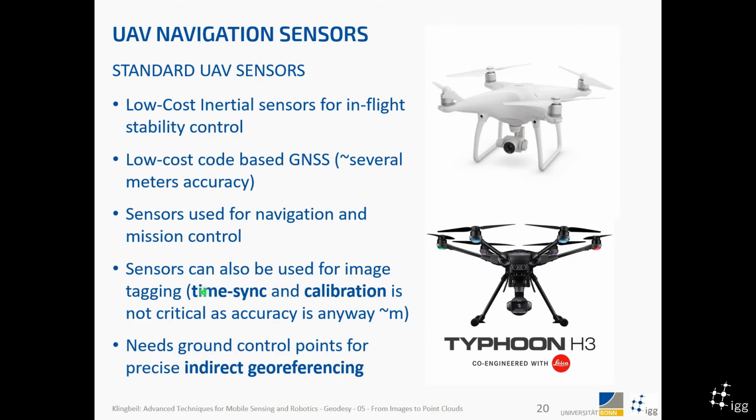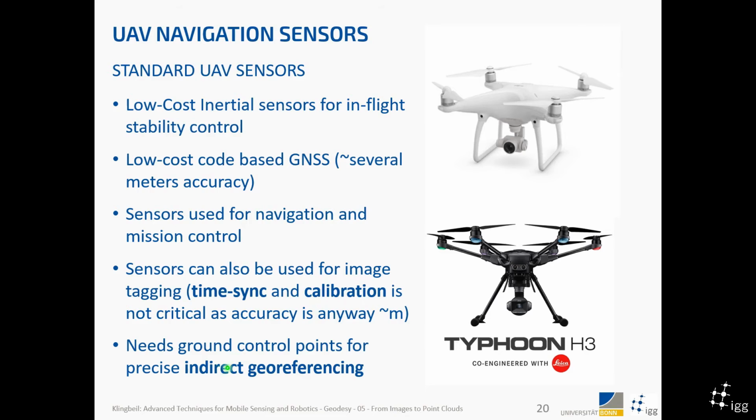So these sensors can also be used for image tagging, and because the accuracy of the GNSS is not so good, in the order of several meters, the time synchronization and the calibration are not critical at all in this case. Because the accuracy is only 3 meters, the lever arm between the drone and the camera is just negligible. And the same is true for the time synchronization. If we don't know exactly the time when the image has been taken, we have a 1 or 2 meter error due to the time synchronization, which is not a problem in this case.